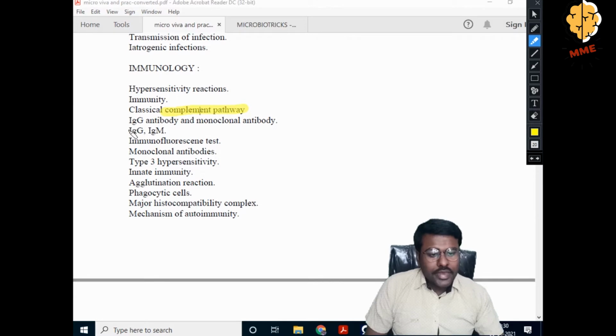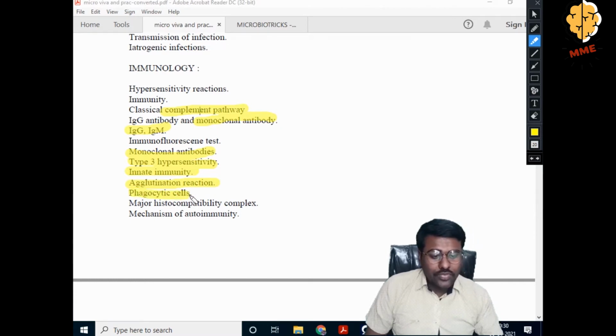Okay. Next, the IgM and IgG antibody. These are the most important antibodies in our body. Monoclonal antibody is also important and may be asked in your exam. Then they ask about monoclonal antibodies and examples. The type 3 hypersensitivity is very important. The innate immunity, the agglutination reaction like latex agglutination is very important.